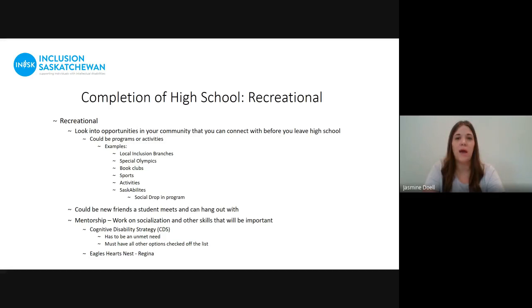Mentorship can be accessed from cognitive disability strategy, although it has to be an unmet need. You can also access Eagle's Heart's Nest in Regina for mentorship, and there may be other mentorship options around depending on where you live. And then employment.